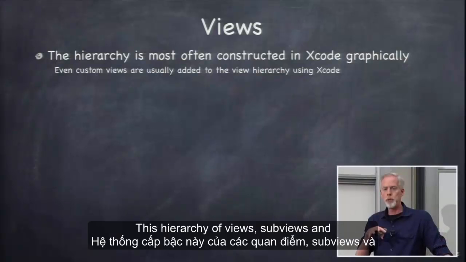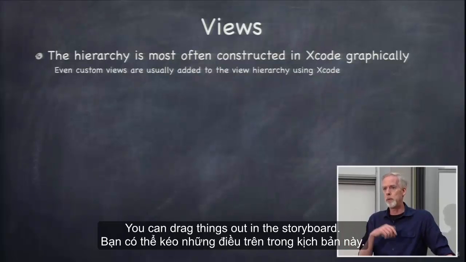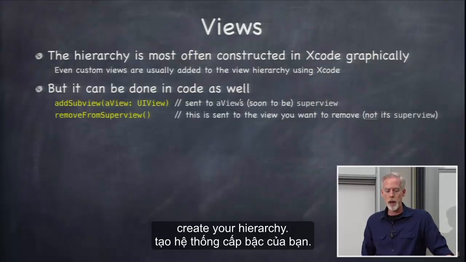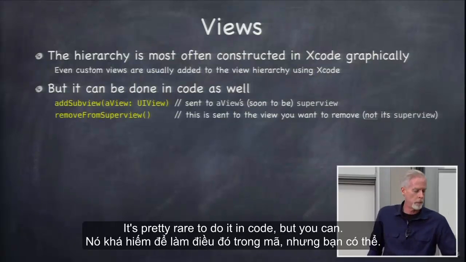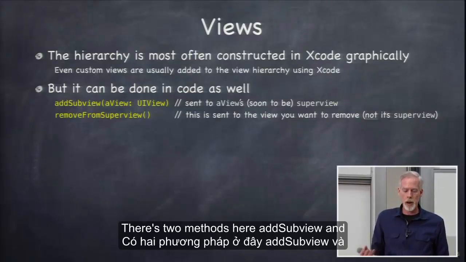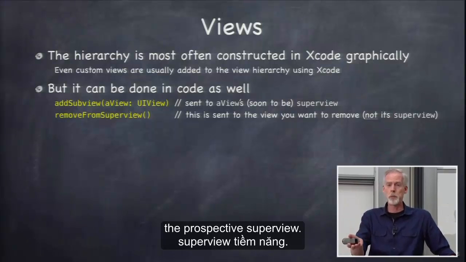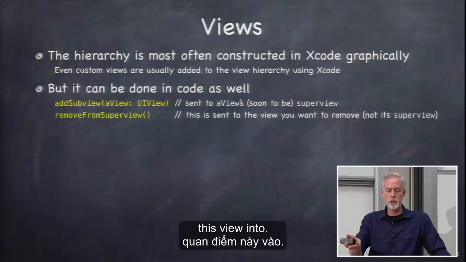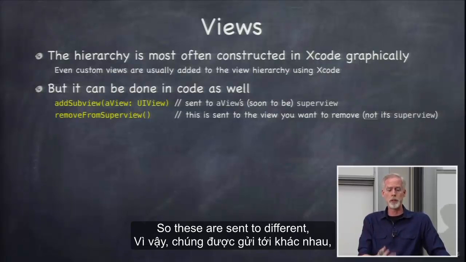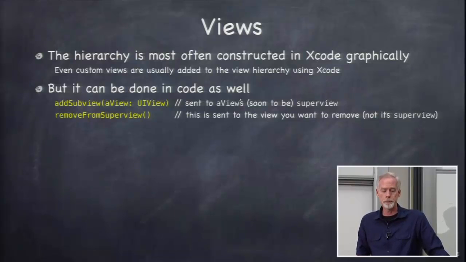This hierarchy of views, subviews, and superviews is usually created graphically. You drag things out in your storyboard, and you can drag views inside other views to create your hierarchy. But you can do it in code as well. It's pretty rare to do it in code, but you can. There are two methods here, addSubview and removeFromSuperview. addSubview is sent to the prospective superview, in other words, to the place you want to add this view into. And removeFromSuperview is sent to the view that you want to remove. So these are sent to different objects. removeFromSuperview means remove yourself from your superview.